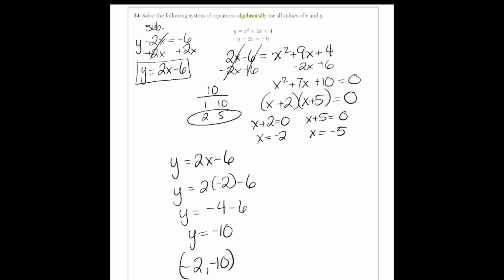And now I could do the same thing with my second one. y is equal to 2x minus 6. Substitute.